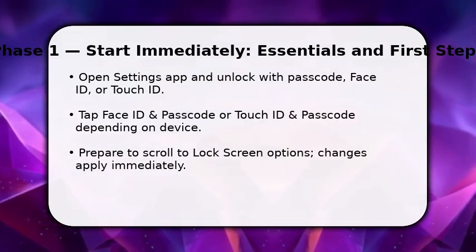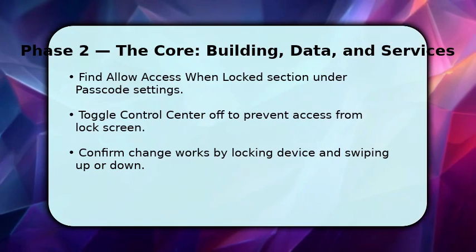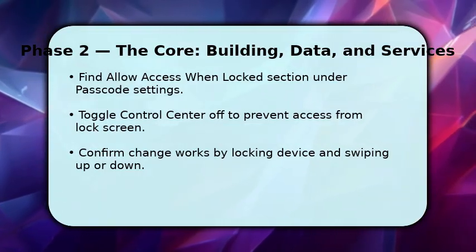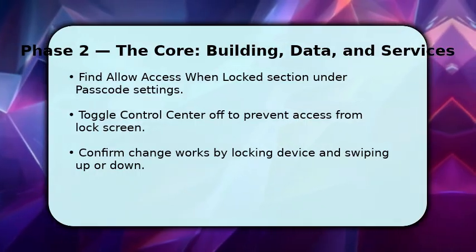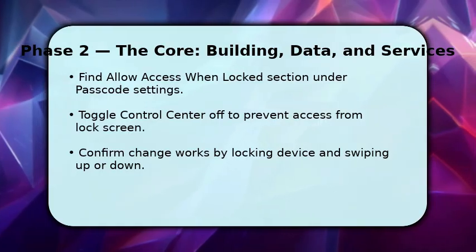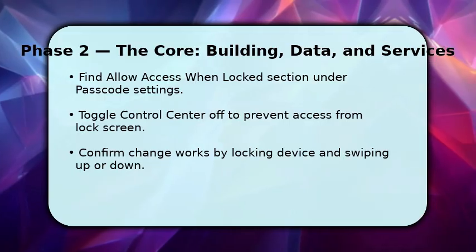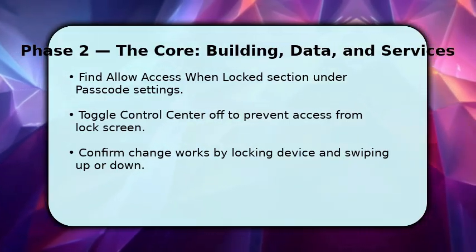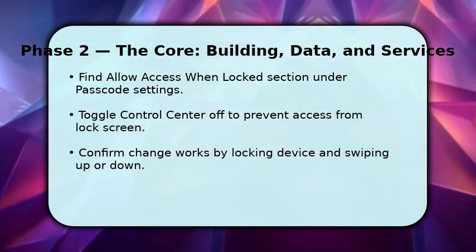This step gives you direct control over lock screen access, which is why we now, in the Allow Access When Locked section, locate Control Center and switch it off. Tap the toggle so it's disabled. You do this because disabling Control Center prevents anyone from pulling down or up the panel when the phone is locked, blocking quick toggles and potential privacy leaks. After toggling, lock your device and test by attempting the swipe gesture. The Control Center should not appear.